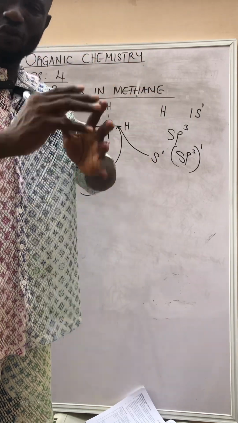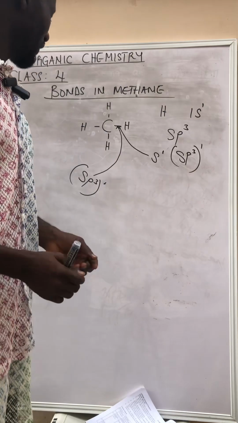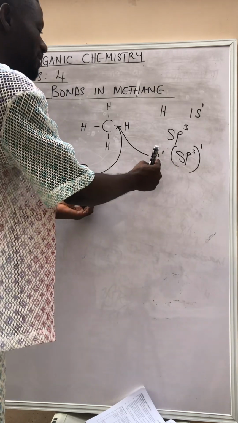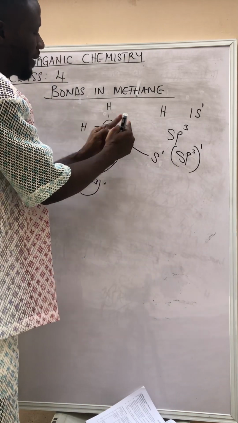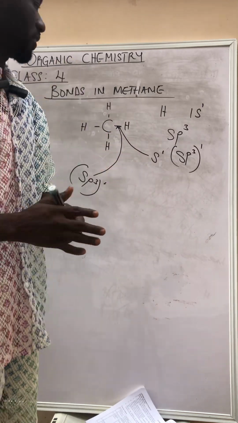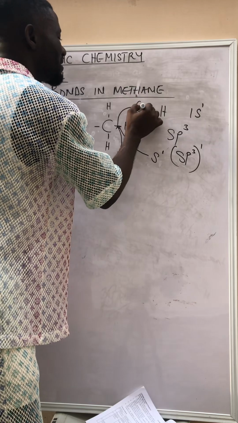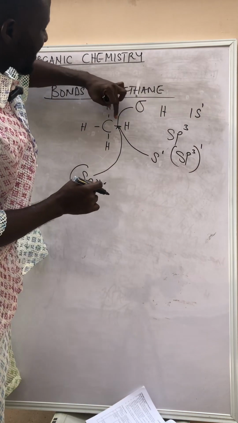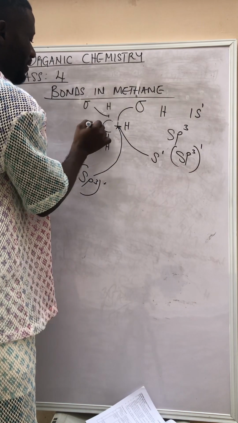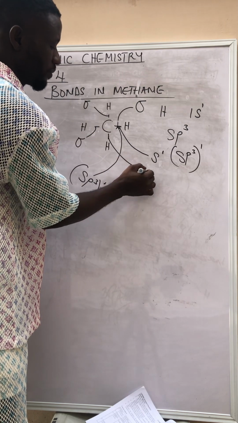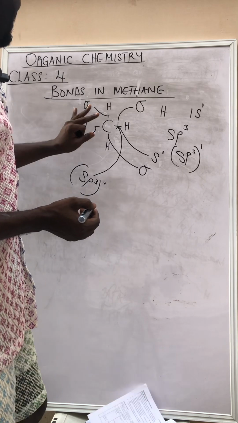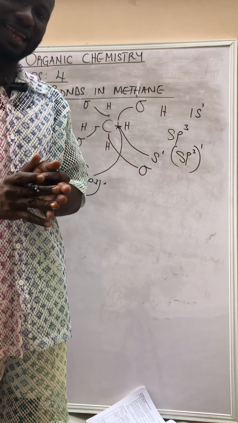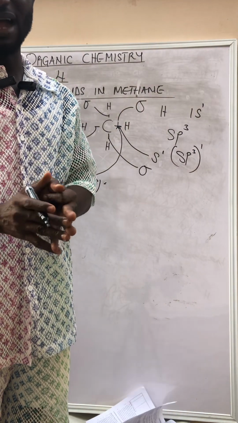Sigma bond is linear overlapping of what? Orbitals. So as a result of that, because sp3 and the s orbital here are placed linearly, then we say that the bond formed between the carbon atom and hydrogen atom here is sigma bond. So this sigma bond present here, also present here, also present here, and also present here. So all four bonds that we have in methane are identical, and they are known as sigma bonds.